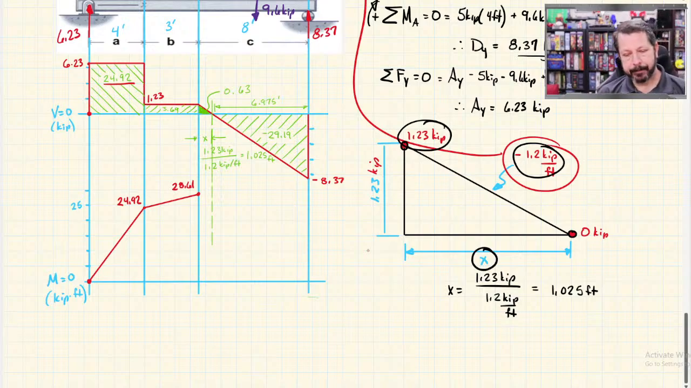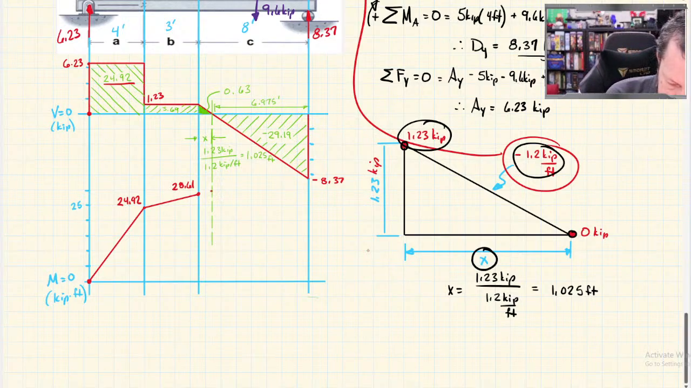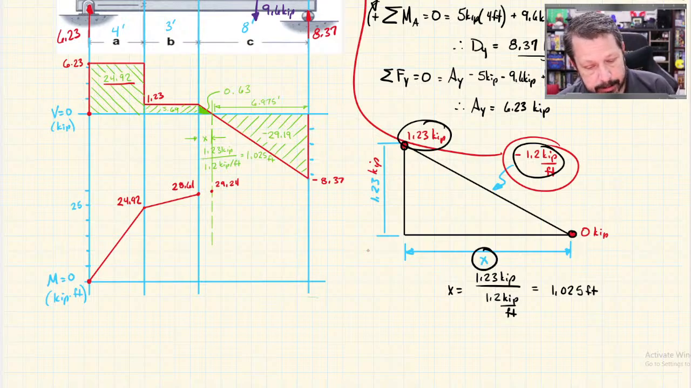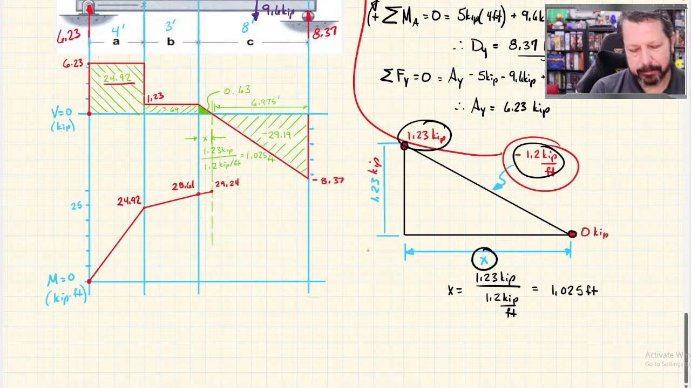I have a constant shear in this region, so I have a constant slope. So something like that. And then I've got the little solid green triangle. It's positive, so I add on another 0.63. So I'm up to 29.24, like right under the 30 number. It is a shear that's not constant. It goes from one number down to 0. So in this little span here, it's not even going to be noticeable, but technically this one curves.